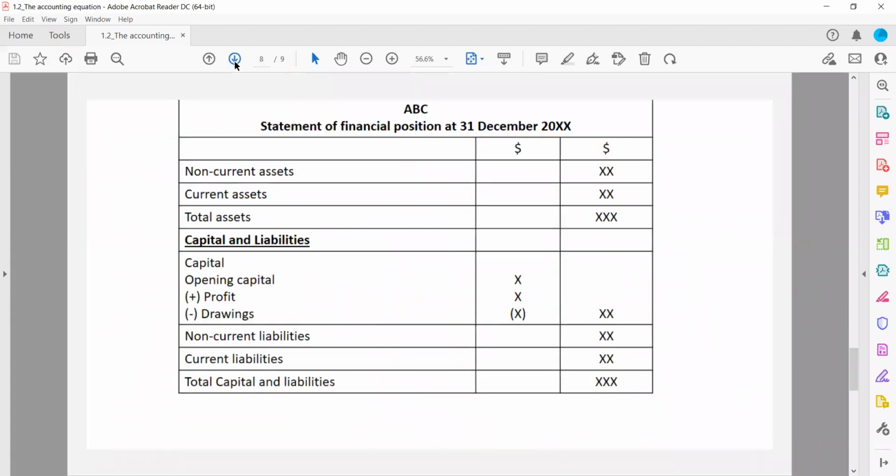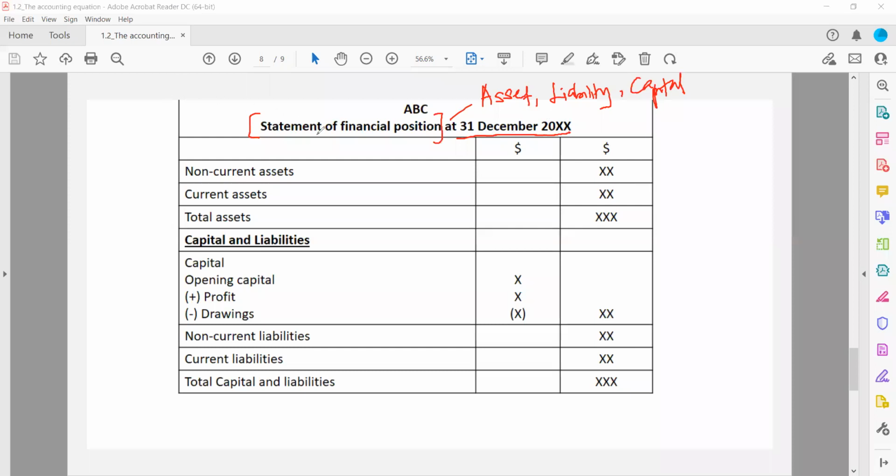Next, in this chapter, you need to know the basic statement of financial position. What is a statement of financial position? A statement of financial position is a statement to show the asset, to show the liability, and to show the capital at a particular date. For example, 31st December 2020. So this is the date that we are referring to, only this date, not others.